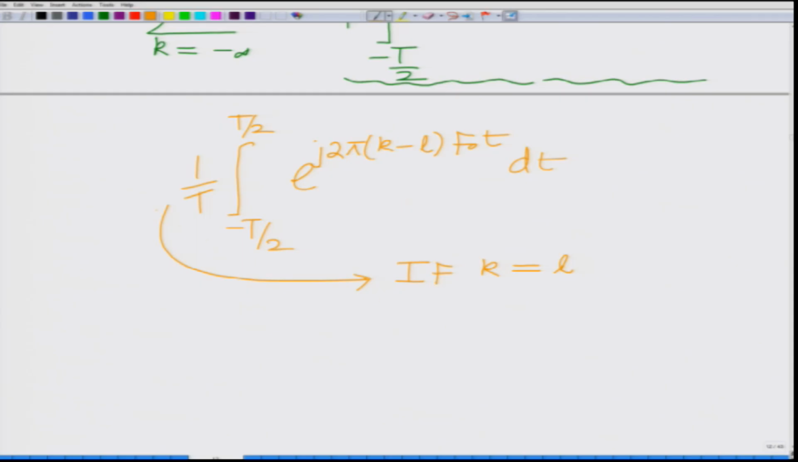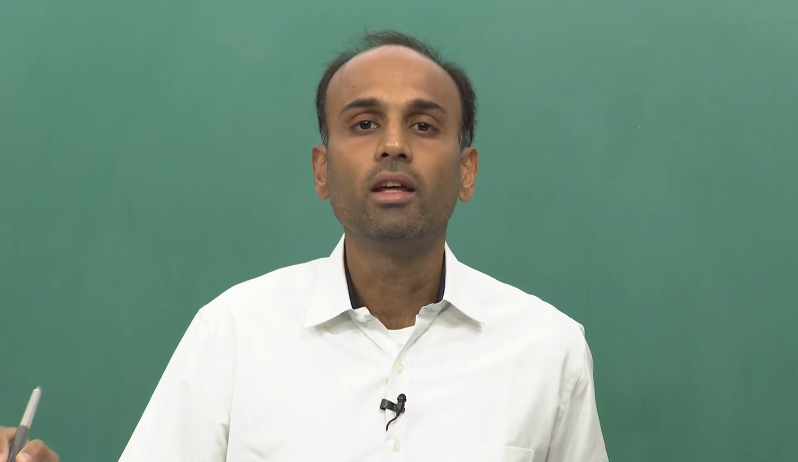So, if k equals L, this integral becomes 1 over T, the integral from minus T by 2 to T by 2 of 1 times dt, which is 1 over T times T. So this is 1. What we are saying is, if k is equal to L, then 1 over T, the integral from minus T over 2 to T over 2 of e to the power of j 2 pi (k minus L) f naught t dt is 1.